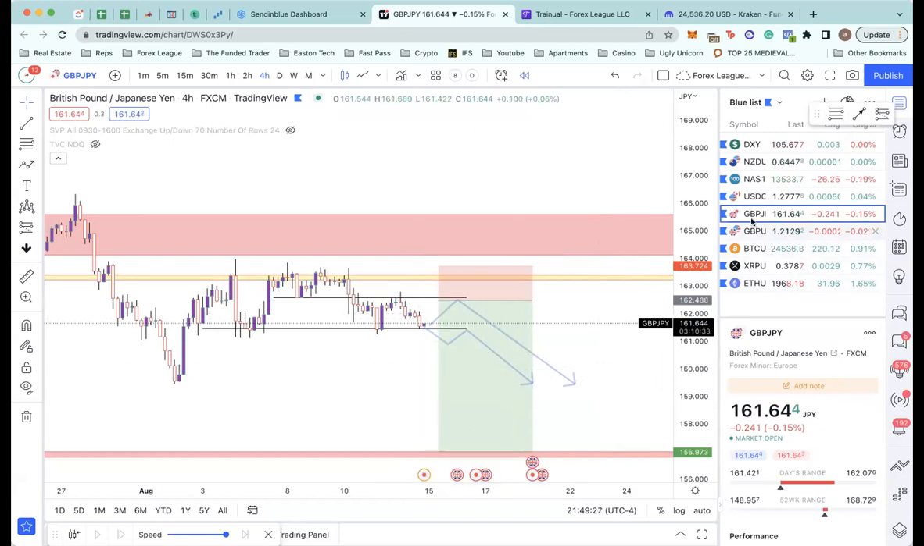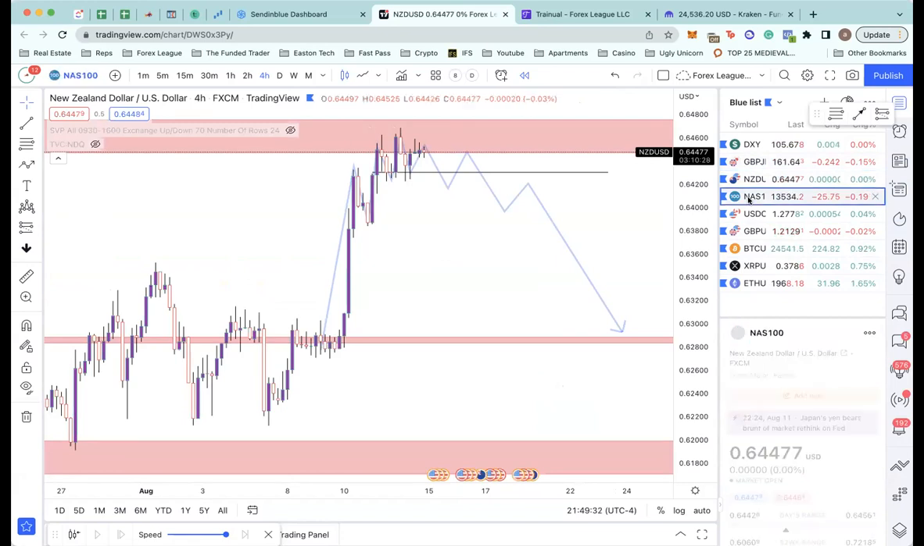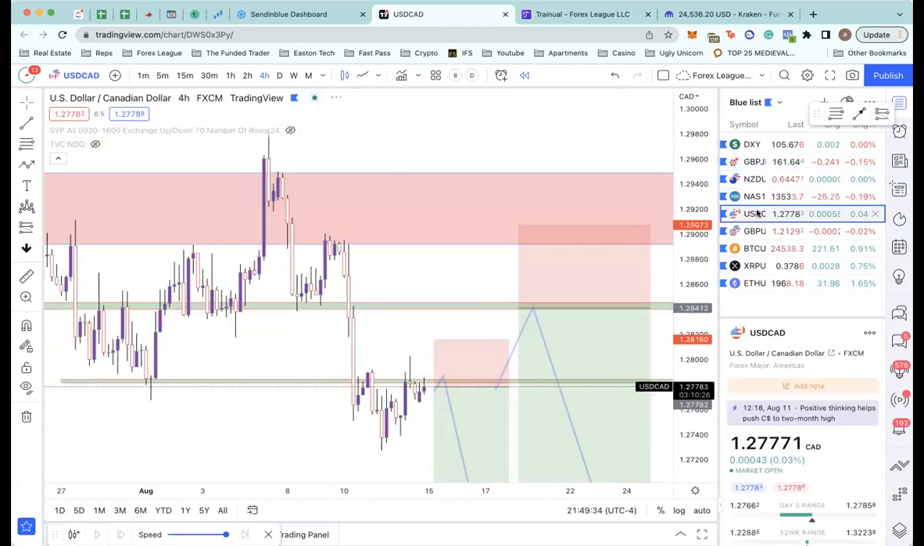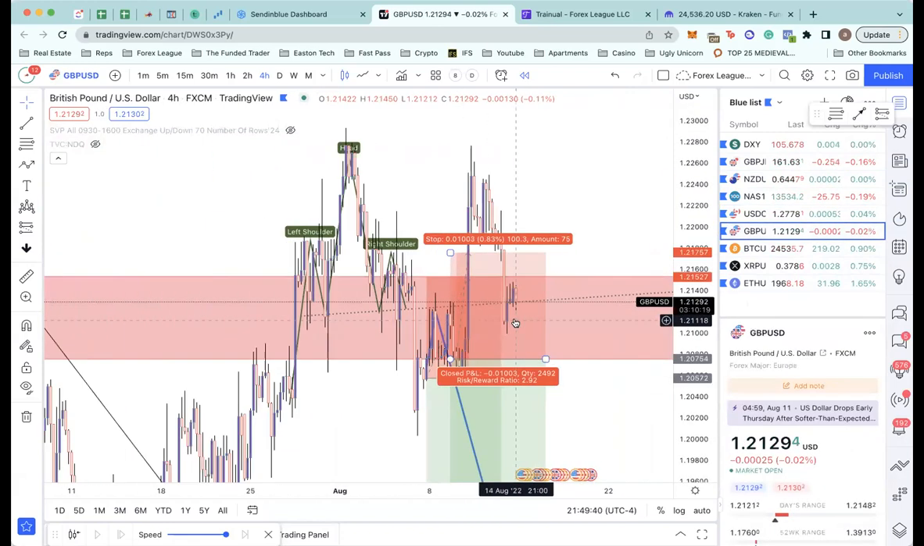So GJ, these are the two ideas. I'm going to move this up because I'm going to watch GJ a bit more closely this week. UCAD is obviously probably the one closest to entering. And then we have GU.